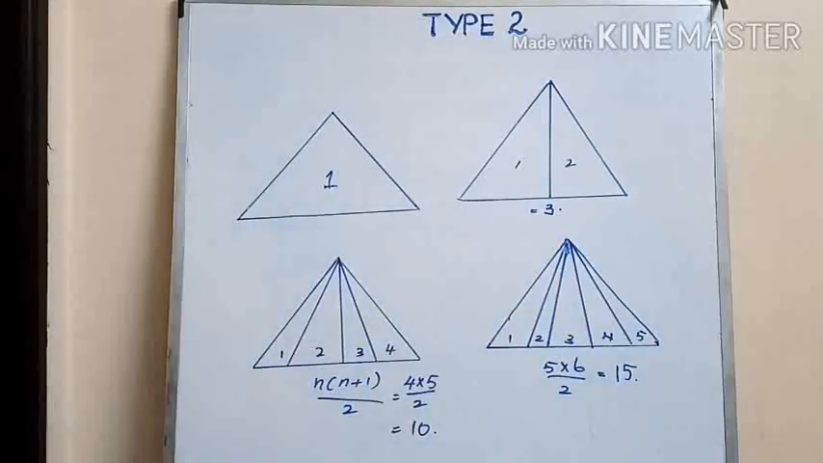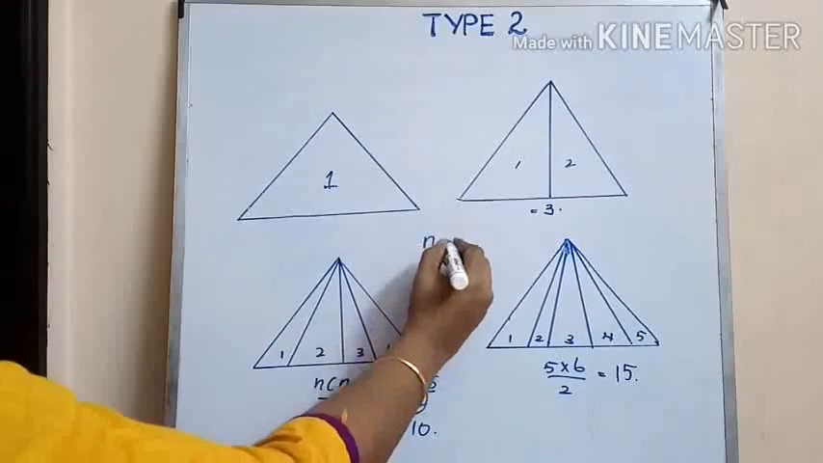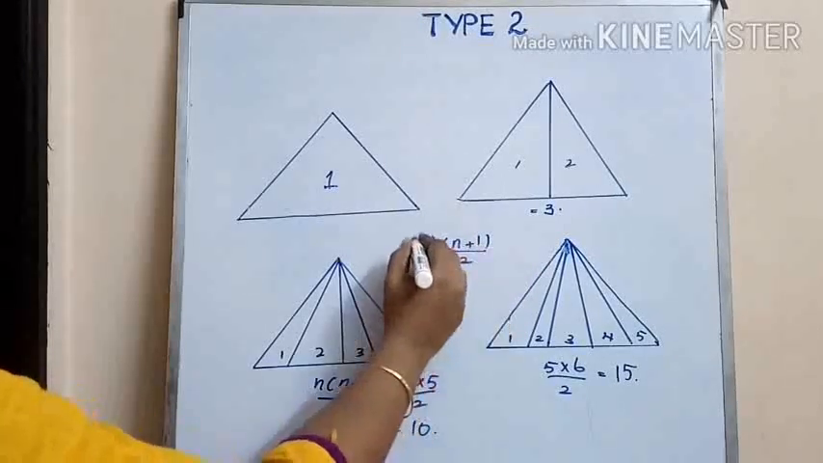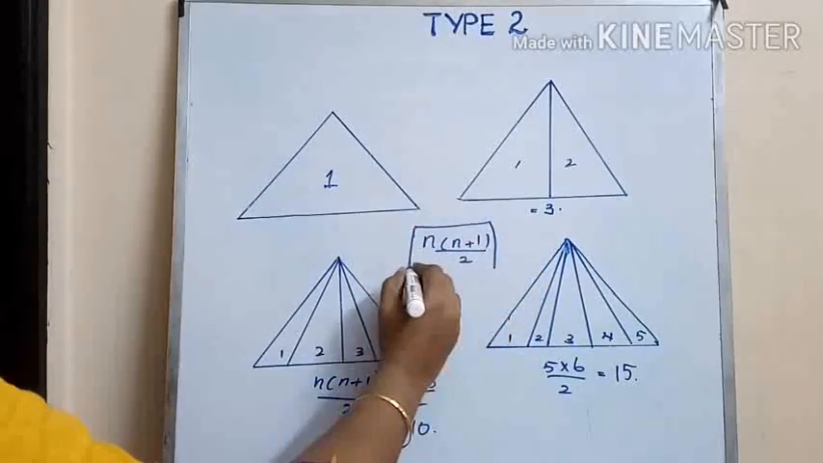Isn't that interesting? So we can calculate for any number of bisects with vertex using this formula n into n plus 1 by 2.